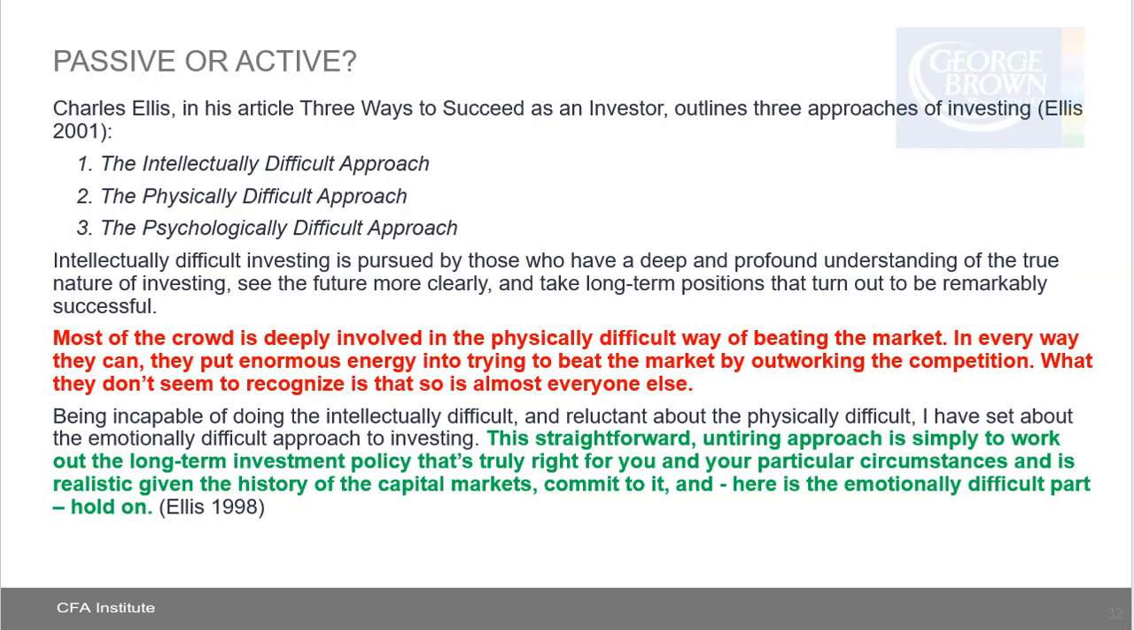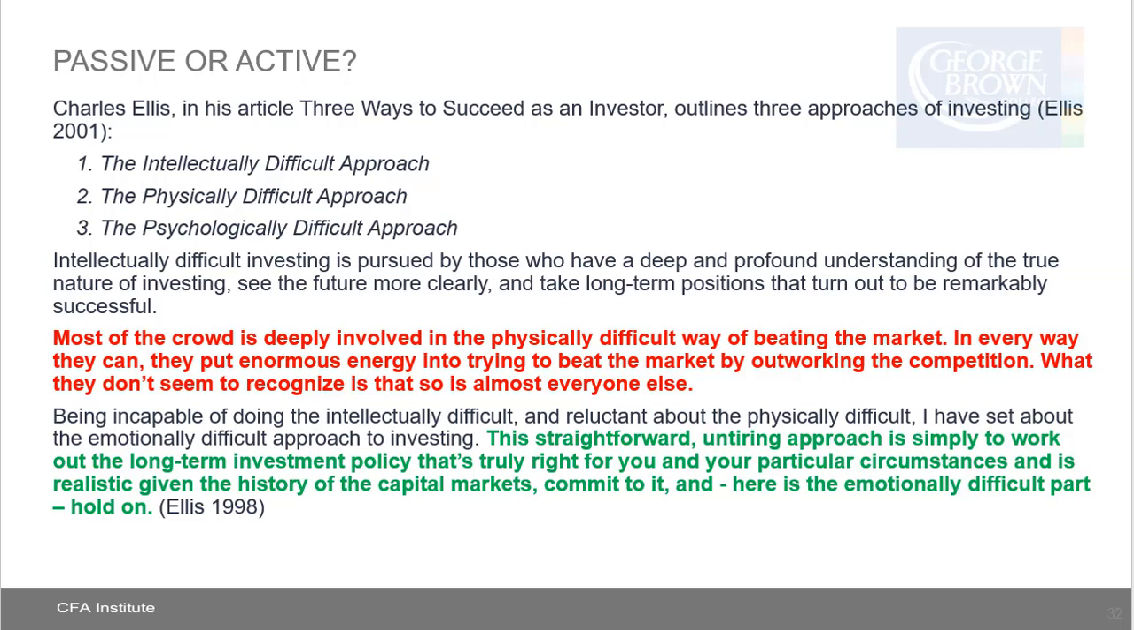Number 2, the physically difficult: most of the crowd, the investment industry, is deeply involved in the physically difficult way of beating the market in every way they can. They put enormous energy into trying to beat the market by outworking the competition. What they don't seem to recognize is that so is almost everyone else. So markets are efficient when they're efficient. It's hard to beat the other guy, the other person.